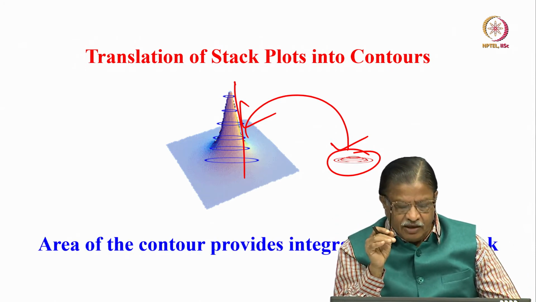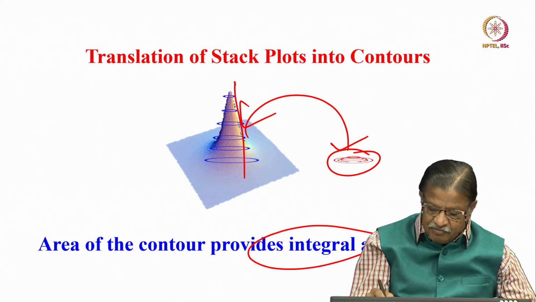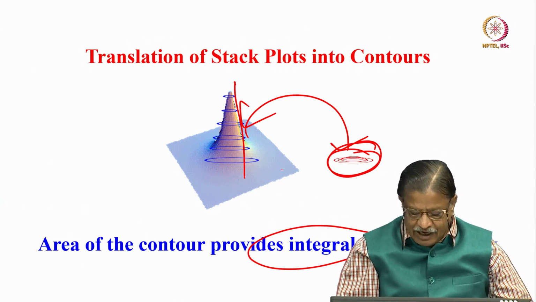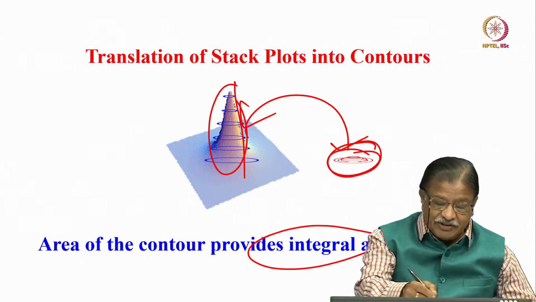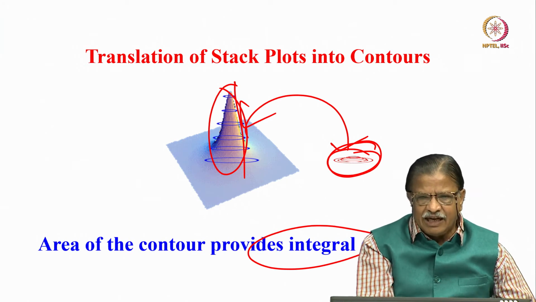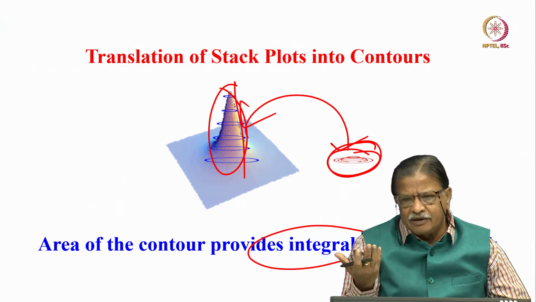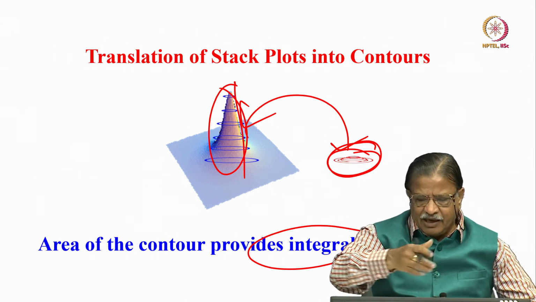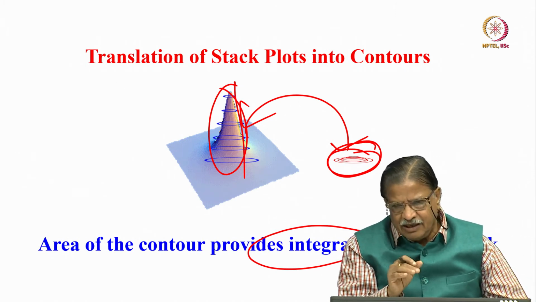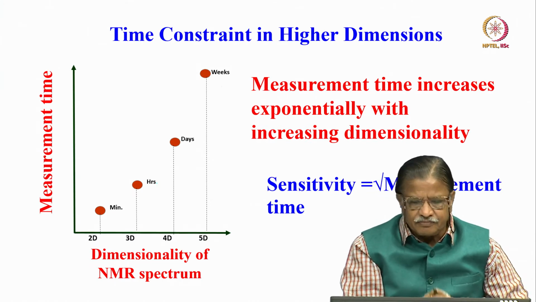Okay. So the area of the contour, that means if I get the area of the contour in the 2D spectrum, it means I am getting the integral area of this peak. It is just a translation of the integral area of this peak into the area of the contour. It is represented, instead of a peak, as a contour here. That is all. That is how a peak is translated into contours.